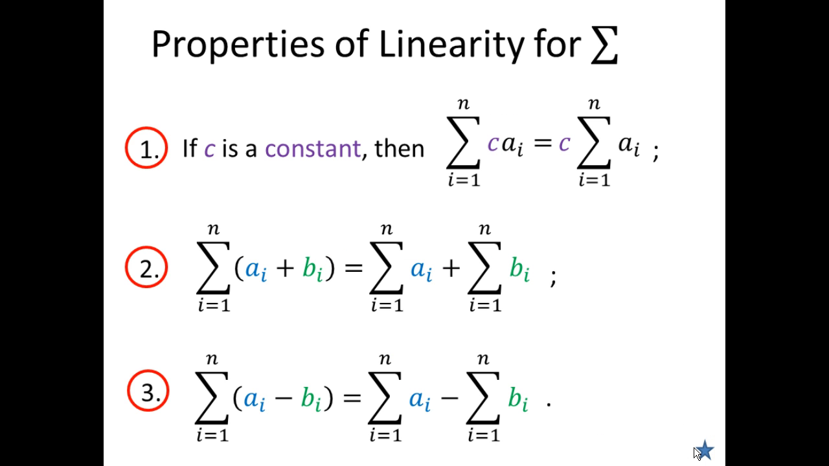Properties of linearity for summation. The first property says if C is a constant, then the sum of C times A sub I equals C times the sum of A sub I. The second property says the sum of A sub I plus B sub I equals the sum of A sub I plus the sum of B sub I. And the third property says the sum of A sub I minus B sub I equals the sum of A sub I minus the sum of B sub I.